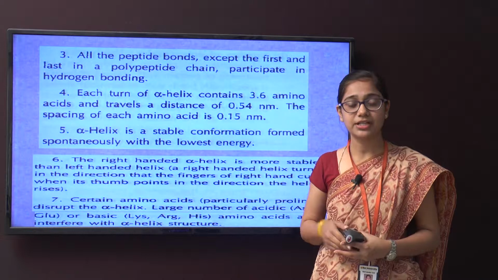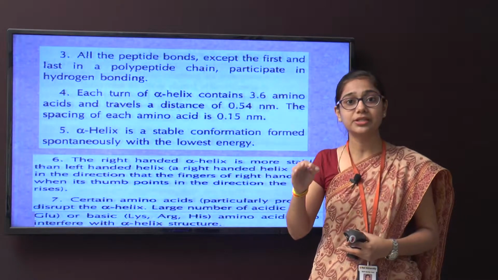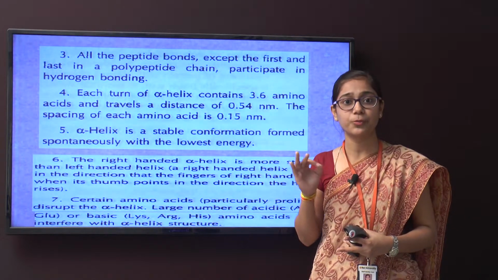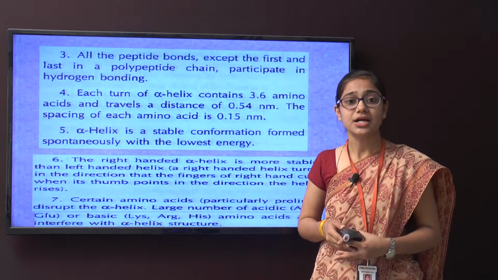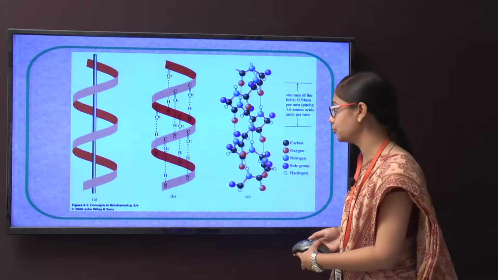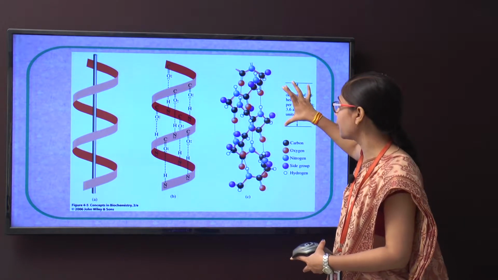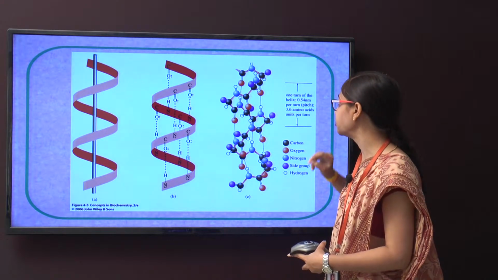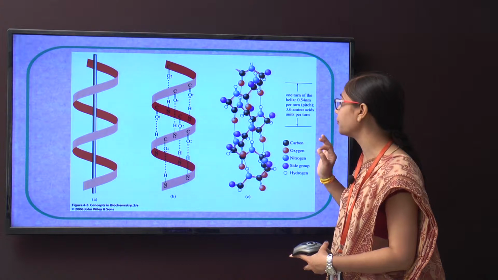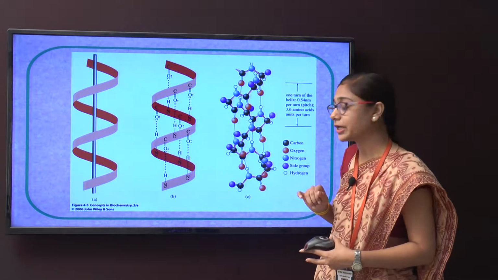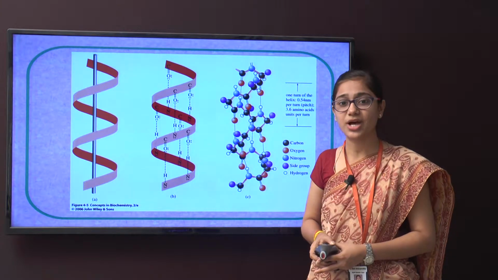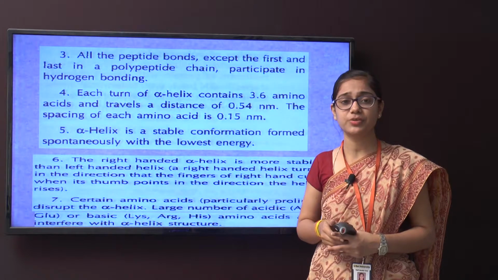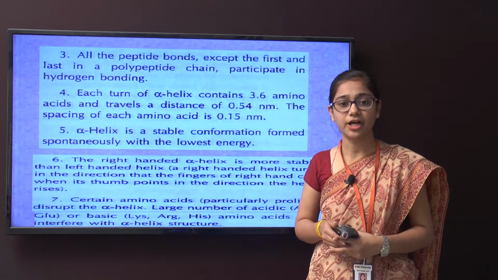Each turn of the alpha helix includes 3.6 amino acids, and the distance between turns is 0.54 nanometer, which you can see here in the figure. This is one turn of the alpha helix, meaning 0.54 nanometer per turn, which includes 3.6 amino acids per turn, and the spacing of each amino acid is 0.15 nanometer.